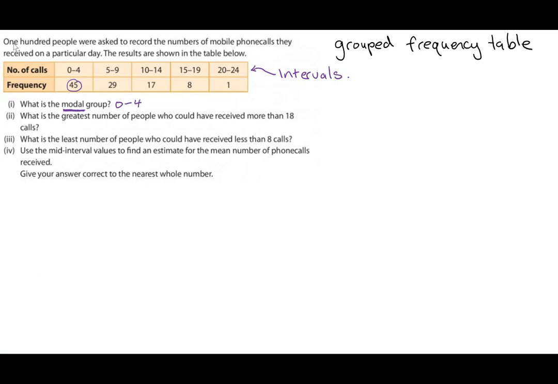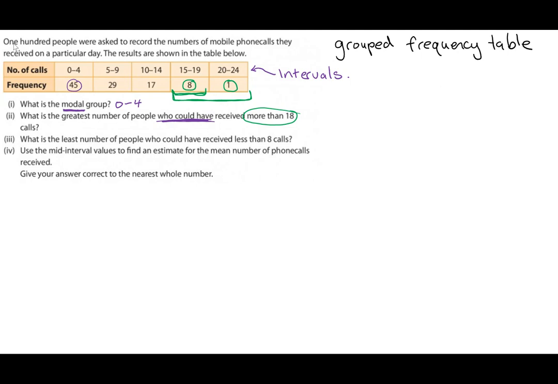What is the greatest number of people who could have received more than 18 calls? Remember what we said about wording, it's really important. So more than 18 calls. 18 lies in this group here, but more than 18 accounts for both of these groups. Now I know for definite that this one person received more than 18 calls because they received between 20 and 24. Now I have 8 in here.